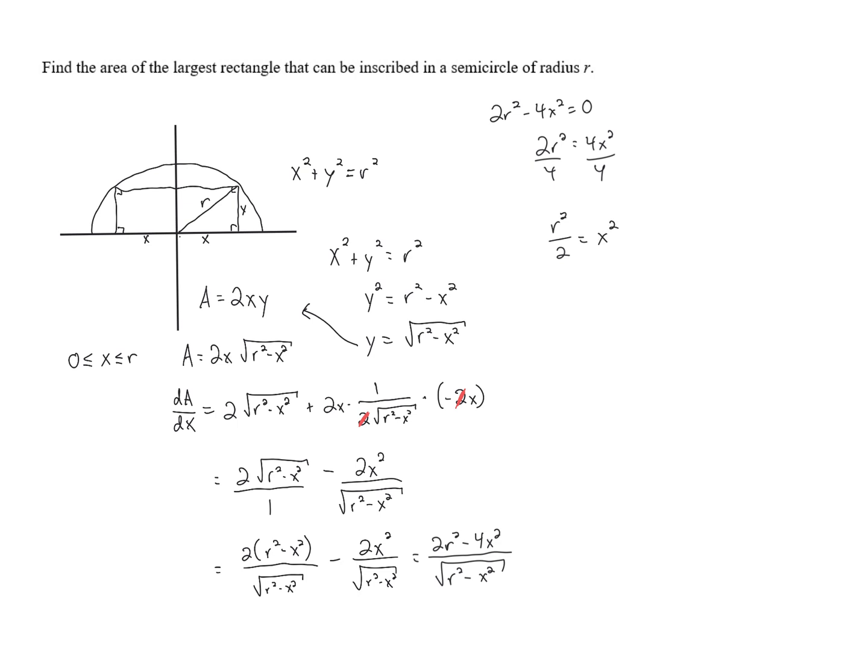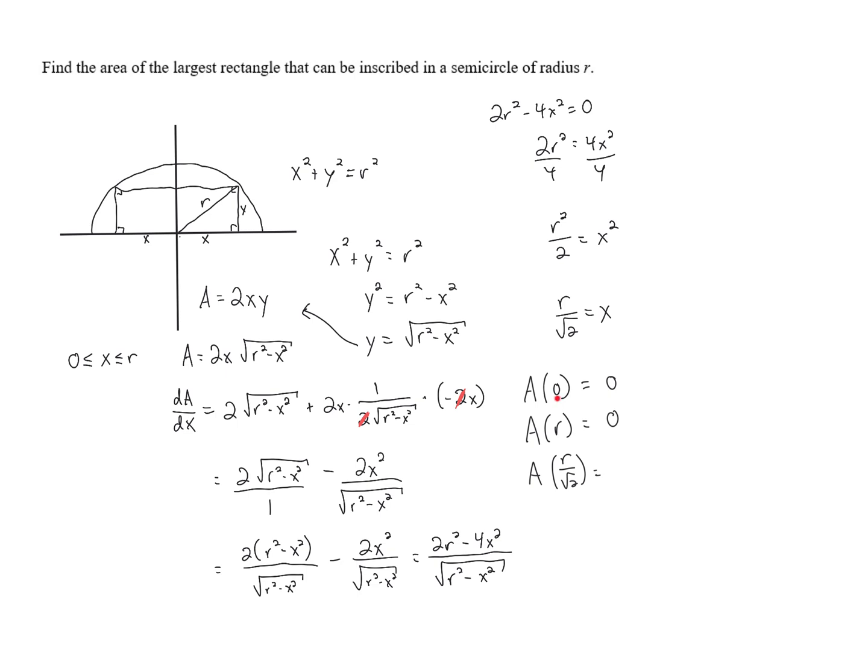And then the square root of that is going to be r over root 2. So that is a critical number. And we also have to evaluate this at the endpoints of 0 and r. So we need to find the area at 0, the area at r, and the area at r over root 2. But the area at 0 and r, those are both going to be 0.